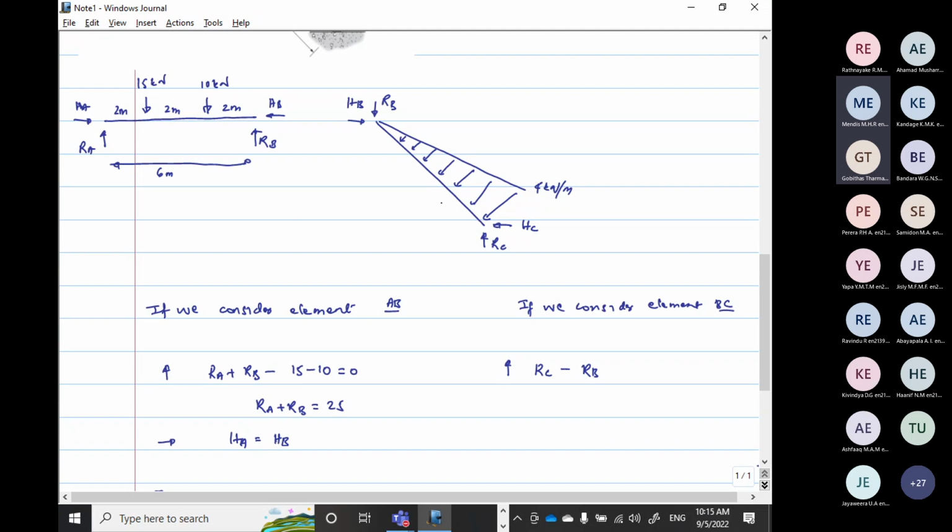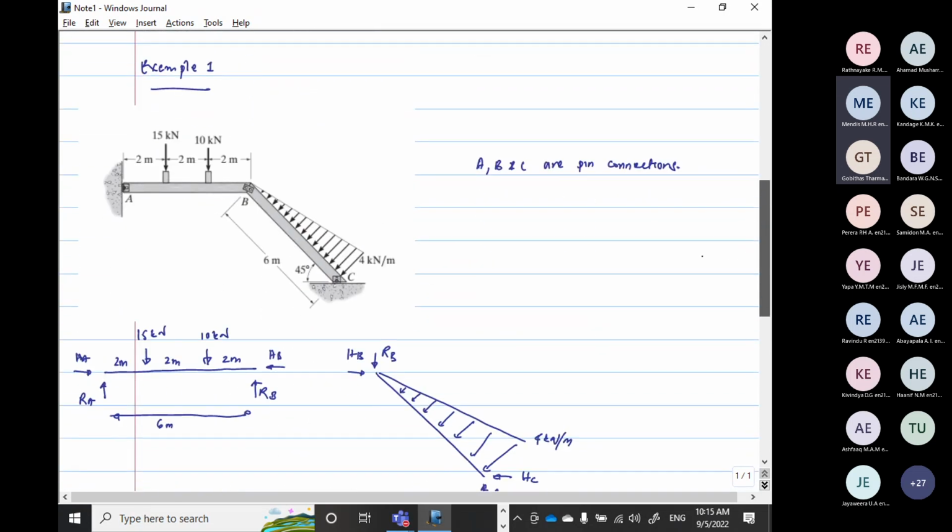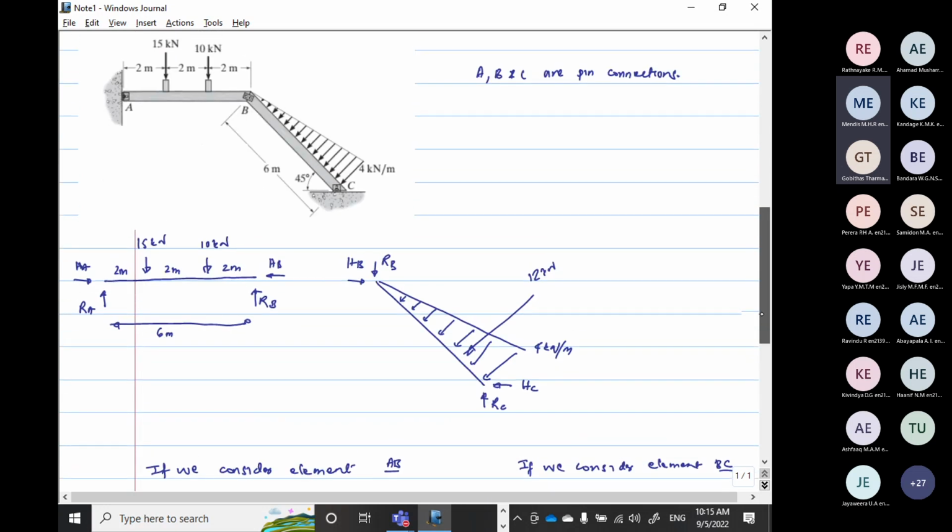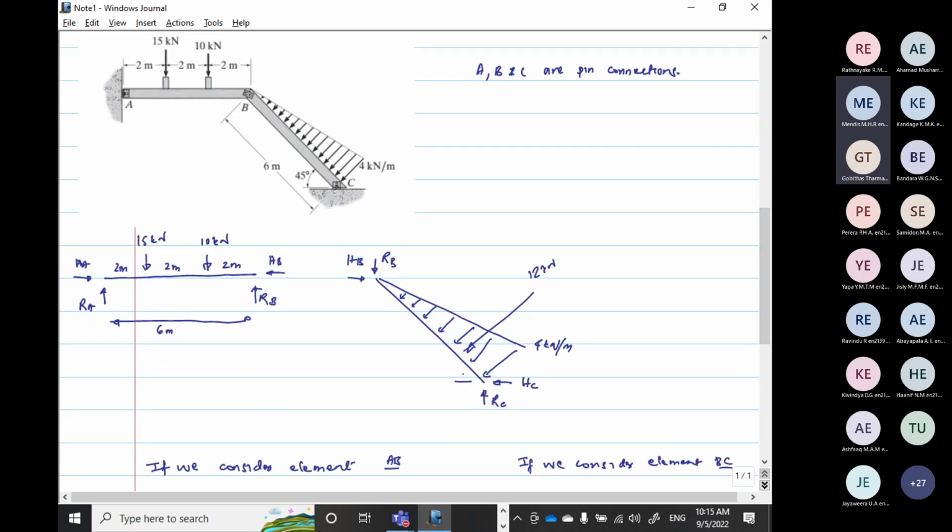So the equivalent is, now if you look at this load, 4 kilonewton, so the area is half into 6 into 4, so that is 12 kilonewton. So the 12 kilonewton will be acting at 1/3 from the base. Okay, somewhere here, and this angle is 45 degrees.